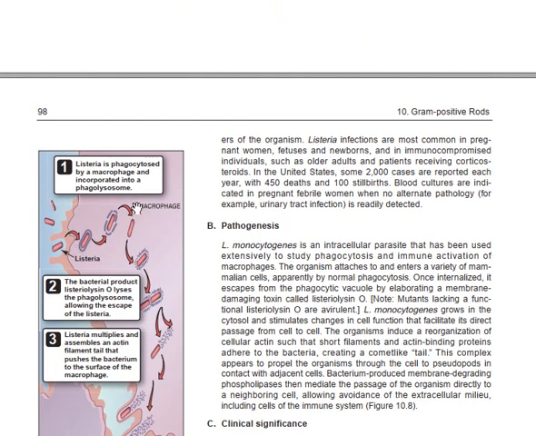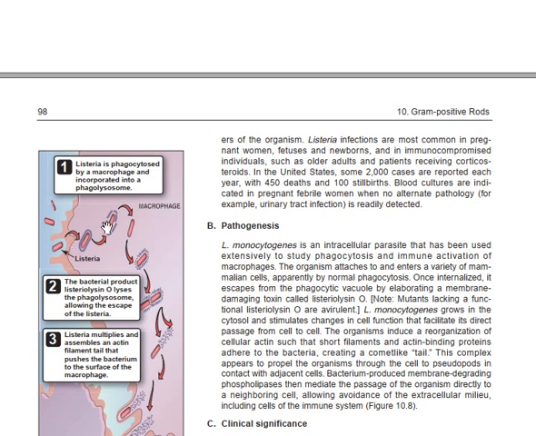So this is the life cycle of Listeria. Listeria is phagocytized by the macrophage and is going to be incorporated into the phagolysosome. Is it clear? So when the macrophage incorporates it, the second step is that a bacterial product, listeriolysin O, is going to lyse the phagolysosome, allowing the Listeria to escape. So the Listeria escapes and enters into the cytoplasm of the macrophage. Now Listeria multiplies and assembles an actin filament. So it's going to have an assembled actin filament tail, as you can see here, because it's only actin filament at the level of the mammalian cells.